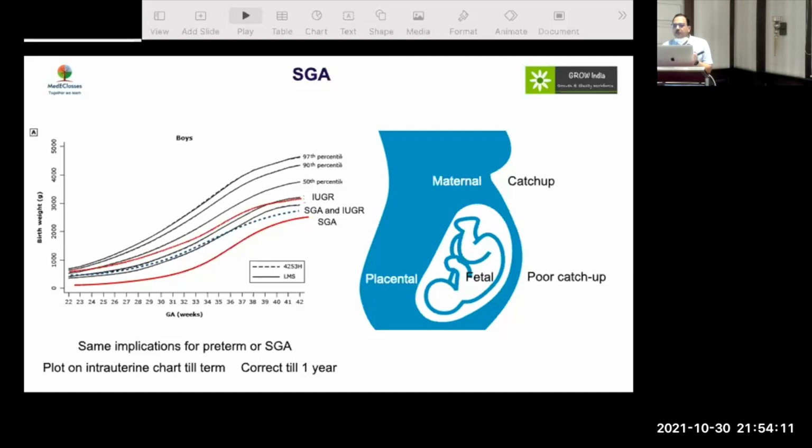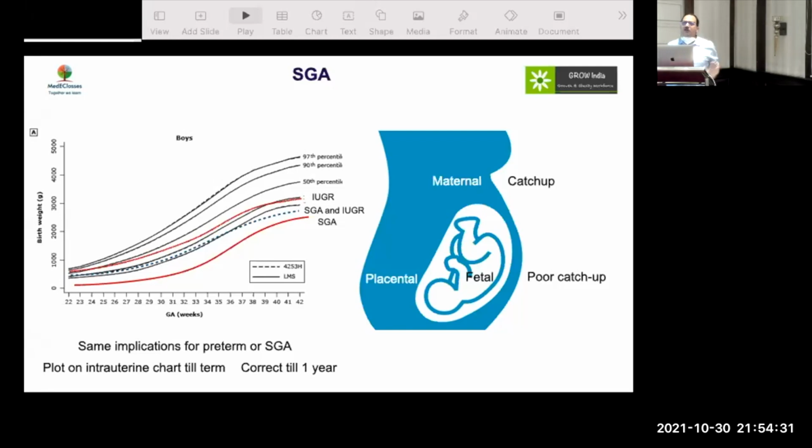Now, what proportion, Dr. Naveen, do you think children do not catch up? 10 to 20%. And by what age should they catch up? Usually by around 1 year to 2 years, they will catch up. We talked about catch-down growth in the first case. Here it is catch-up.